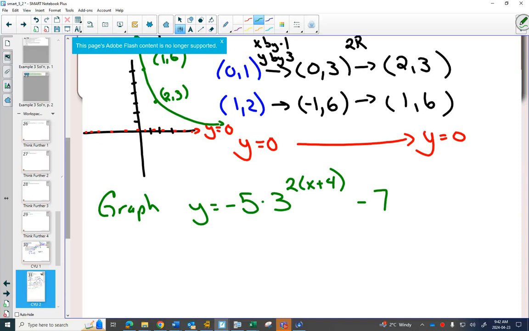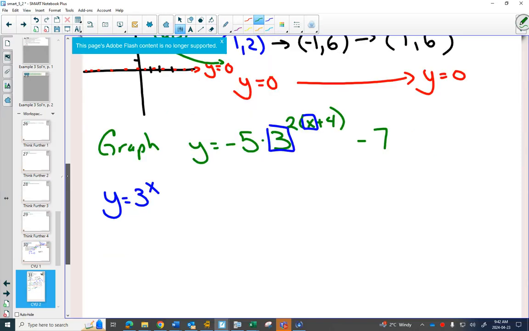If you get a question like this, part 1 is you have to recognize what the parent graph is. The parent graph is y equals, the base is 3. I'm going to put a box around that base. Here is my parent graph, 3 to the x. Don't be tempted to multiply that 5 by that 3, because that has an exponent. We have to follow order of operations.